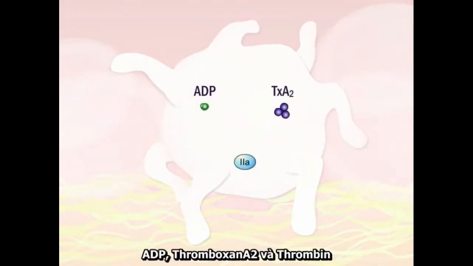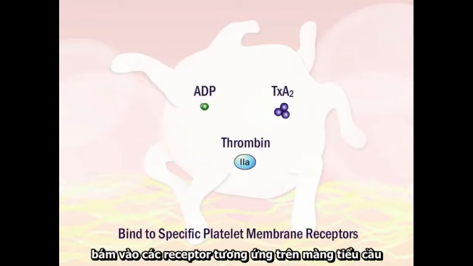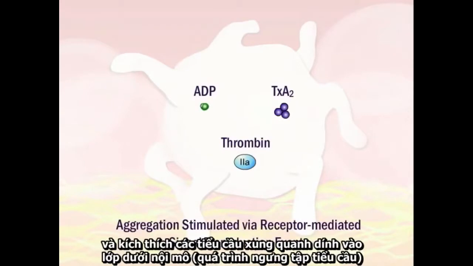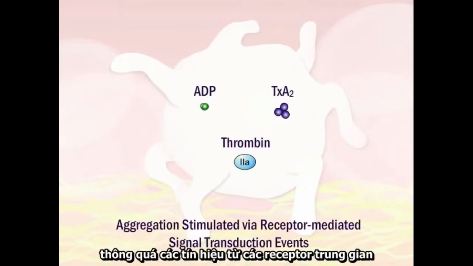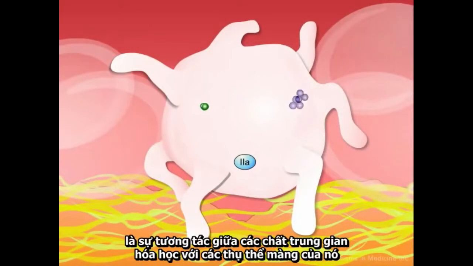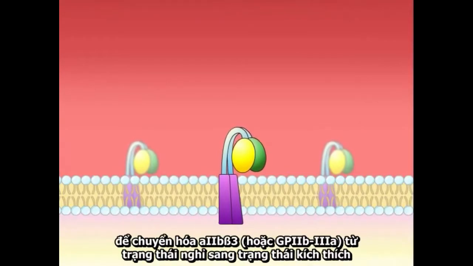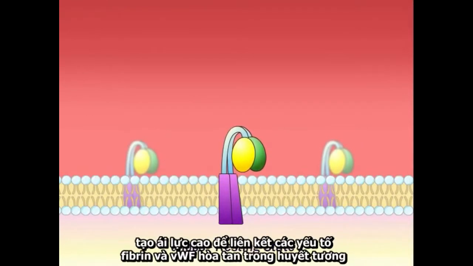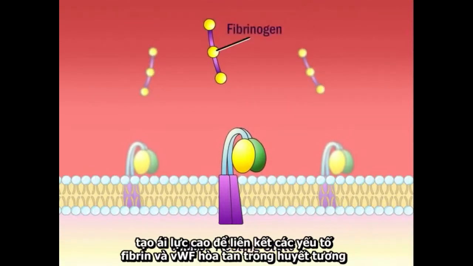ADP, thromboxane A2, and thrombin bind to specific platelet membrane receptors and stimulate aggregation on and around the platelets adherent to the subendothelium via receptor-mediated signal transduction events. Aggregation is an active metabolic process. Binding of any of the agonists to their respective membrane receptors initiates signaling pathways that ultimately convert integrin alpha-2b beta-3, or GP2b3A, from a low-affinity resting state to a high-affinity activated state for binding extracellular soluble ligands such as plasma fibrinogen and von Willebrand factor.